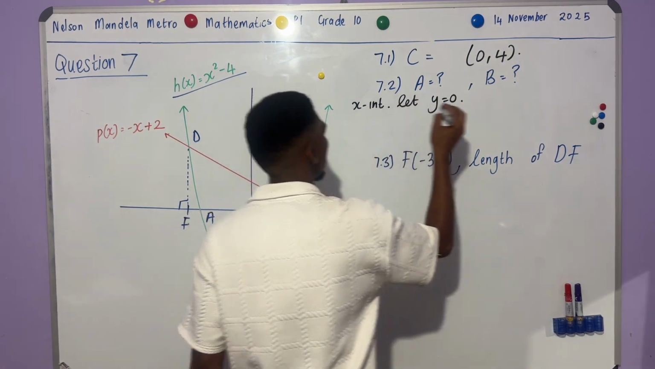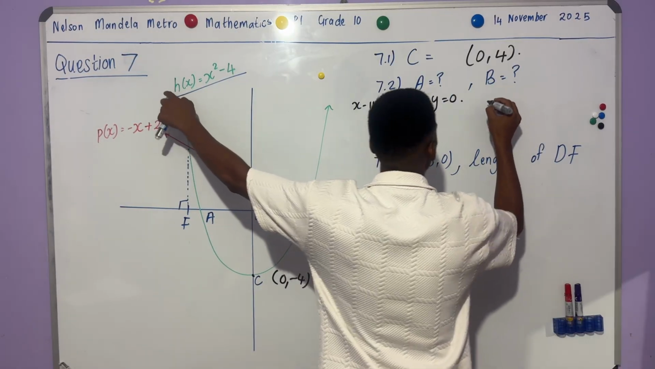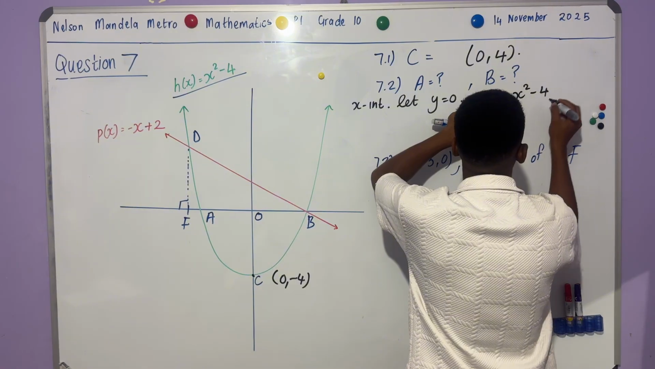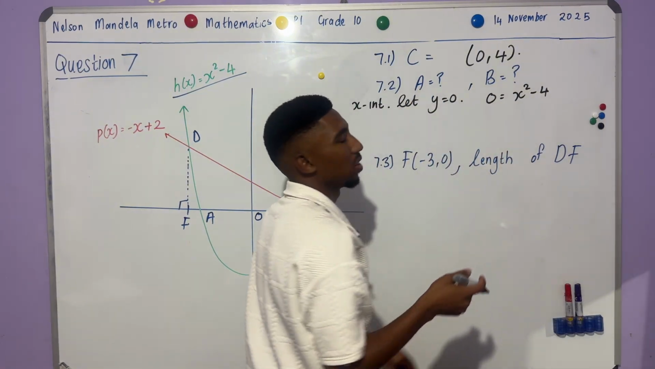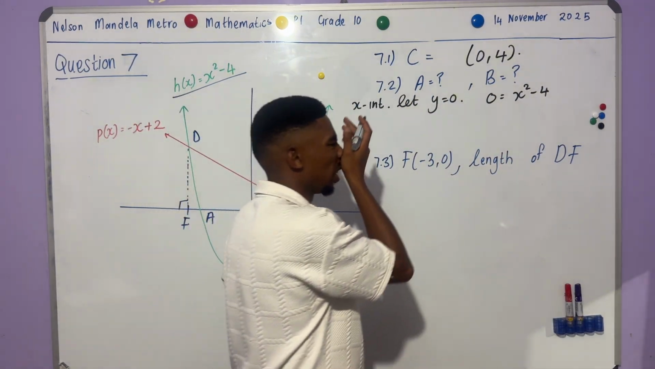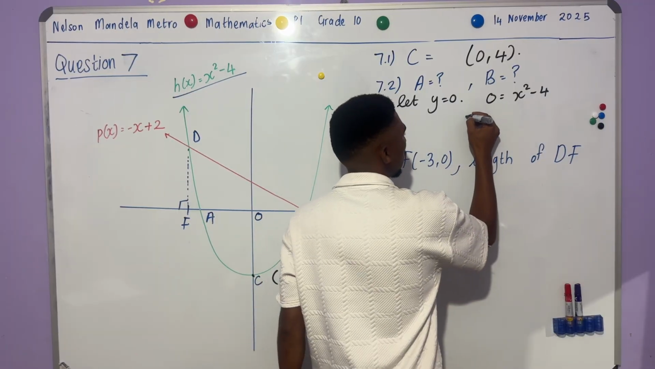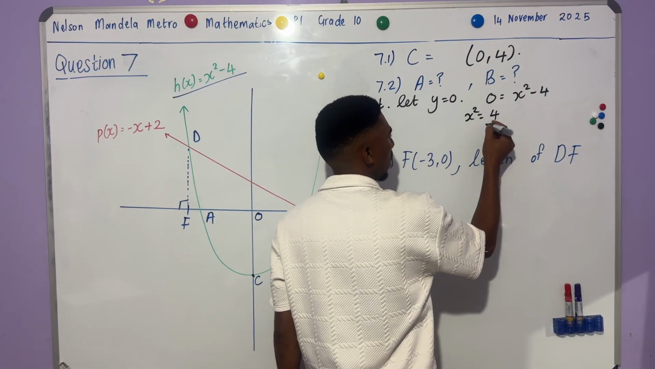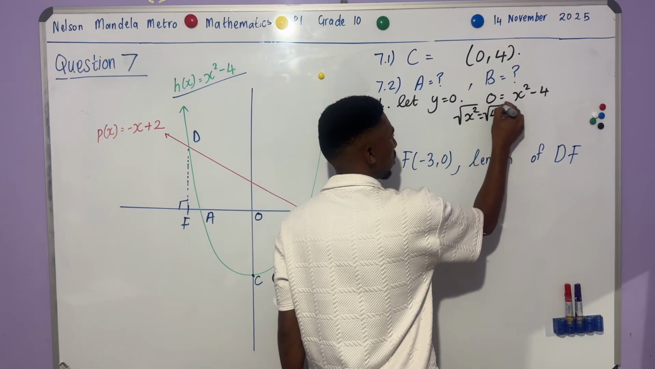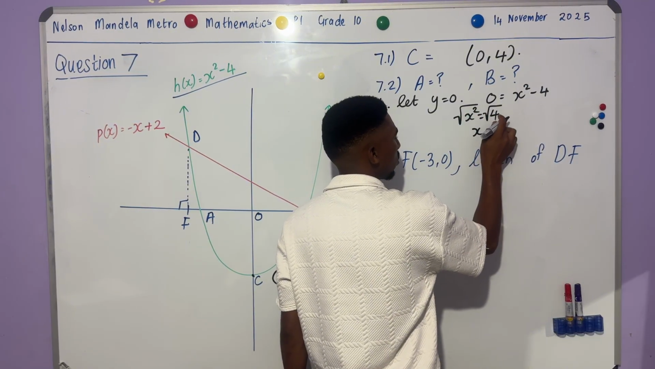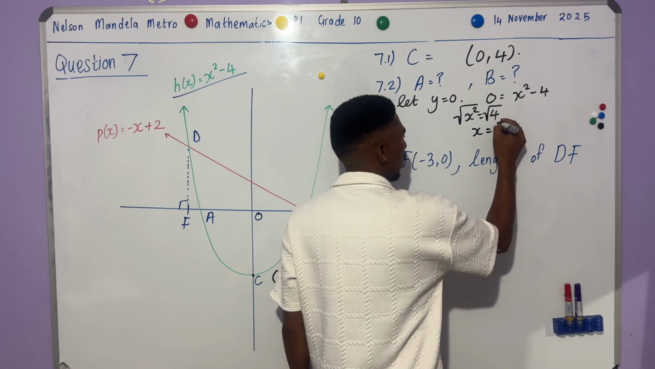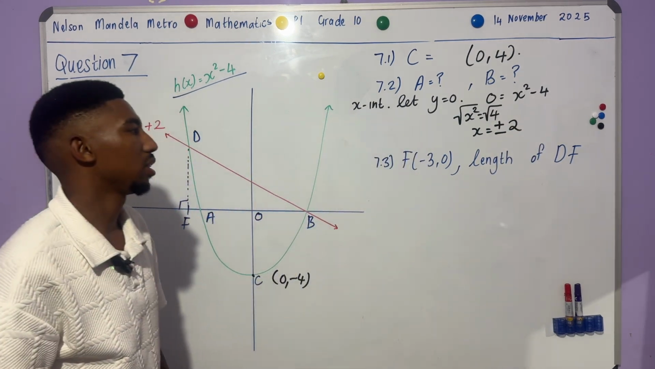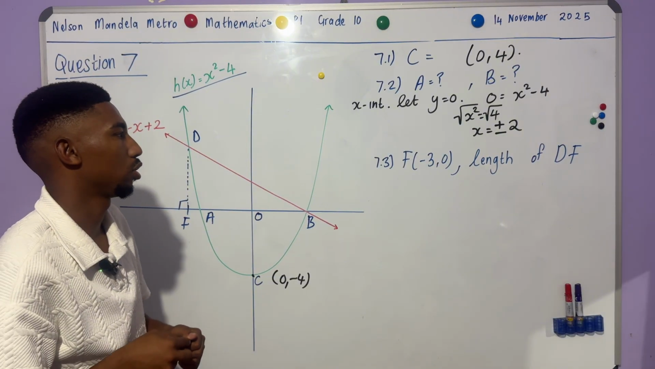So from the equation, h of x, we know that h of x is y. So we say 0 equals x squared minus 4. There's 2 ways to solve this. I'm just going to do it the quicker way. x squared equals 4. I took the 4 over, and then I square root both sides. And I know when I square root a number, the answer is both positive and negative. So x is equal to plus and minus 2.